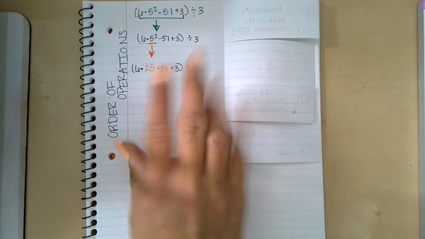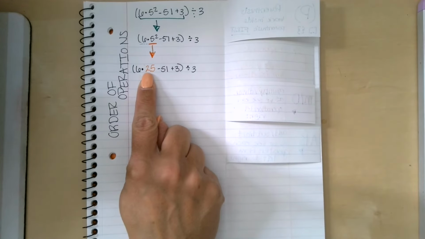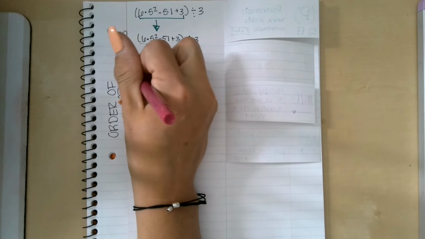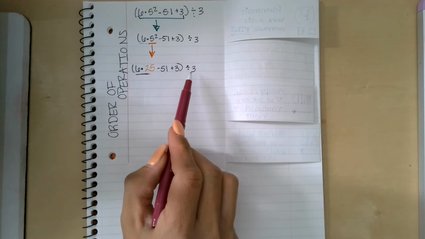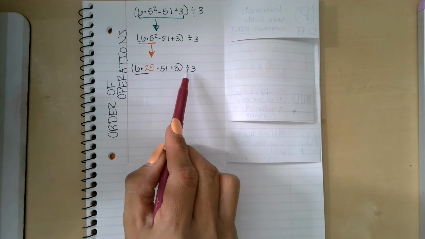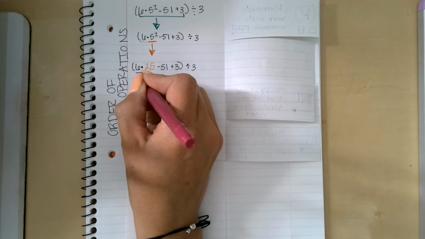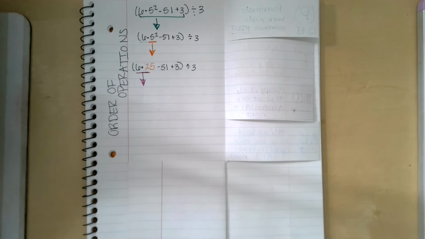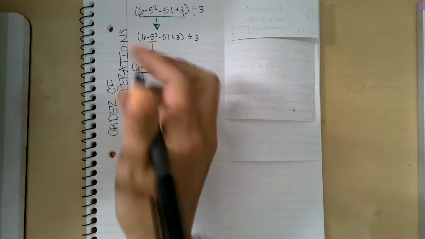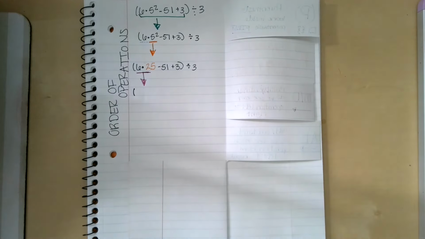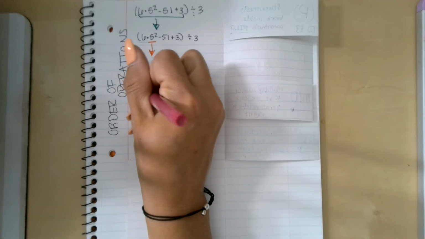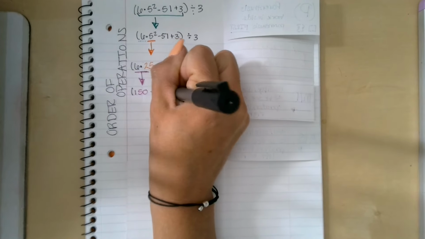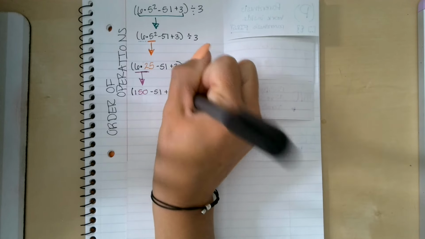Now, I see multiplication first, so we're definitely going to take care of that, but I also see division. We're not going to focus on this division yet because this is not inside the parentheses. We're going to save it for later. So we're just going to worry about this step here. So I do this step here, I have 6 times 25. So I'm still working inside the parentheses, I have 150 minus 51 plus 3 divided by 3.